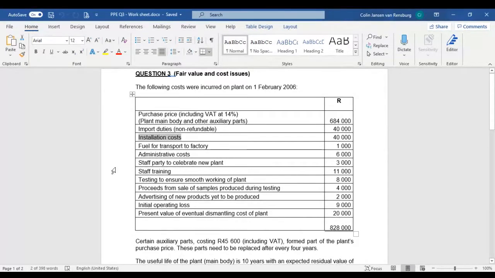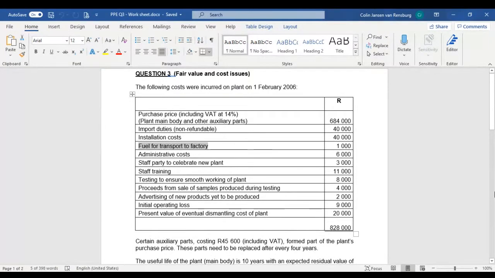Okay, all happy so far. Let's go to the next one. Fuel, just highlight the whole sentence: fuel for transport to factory. What this means is they had to go and fetch the plant, they're importing it, so they had to go and fetch it from the airport or from the seaport, the harbor, from the customs warehouse. They have to transport it all the way to their factory, right? And in that process, they had to incur fuel for the trucks. You know, these abnormal load kind of trucks that they are transporting this machine plant on.